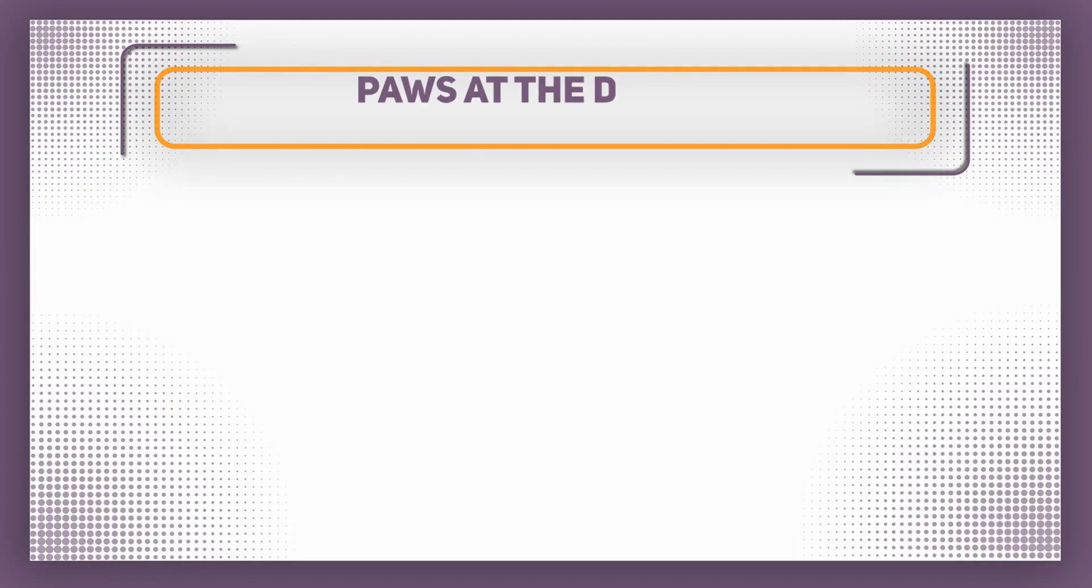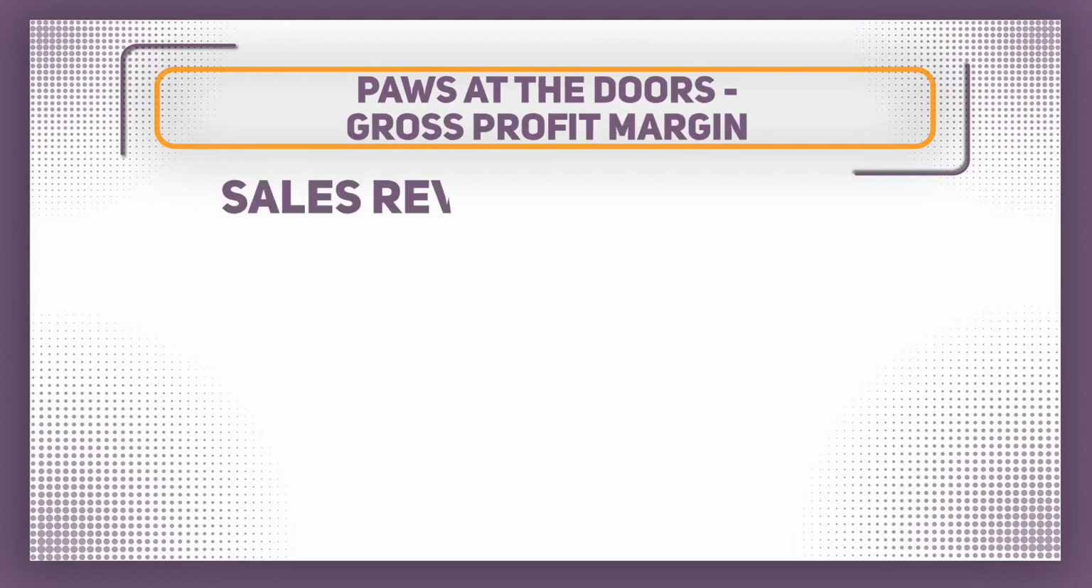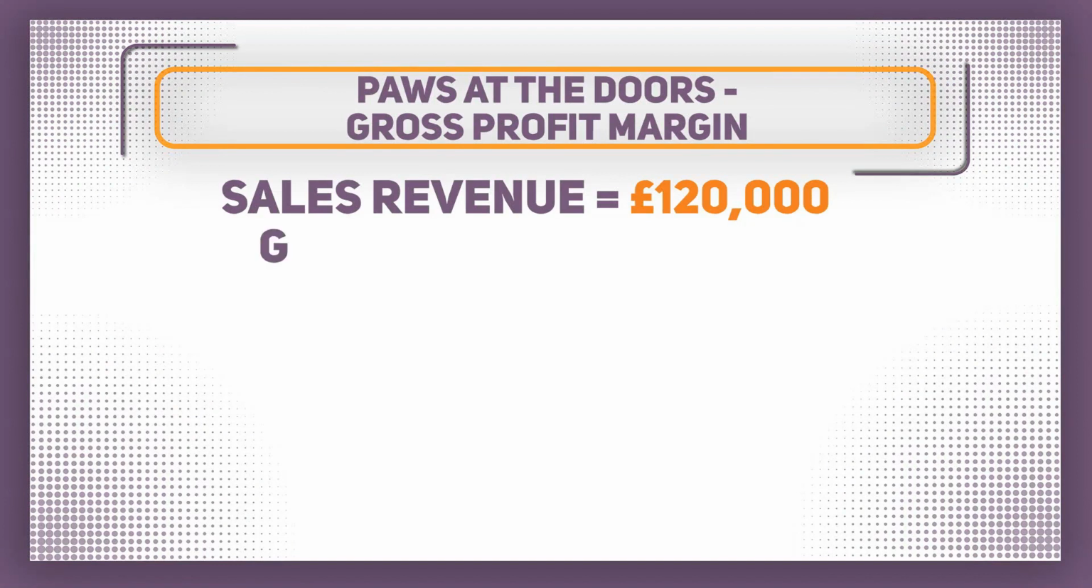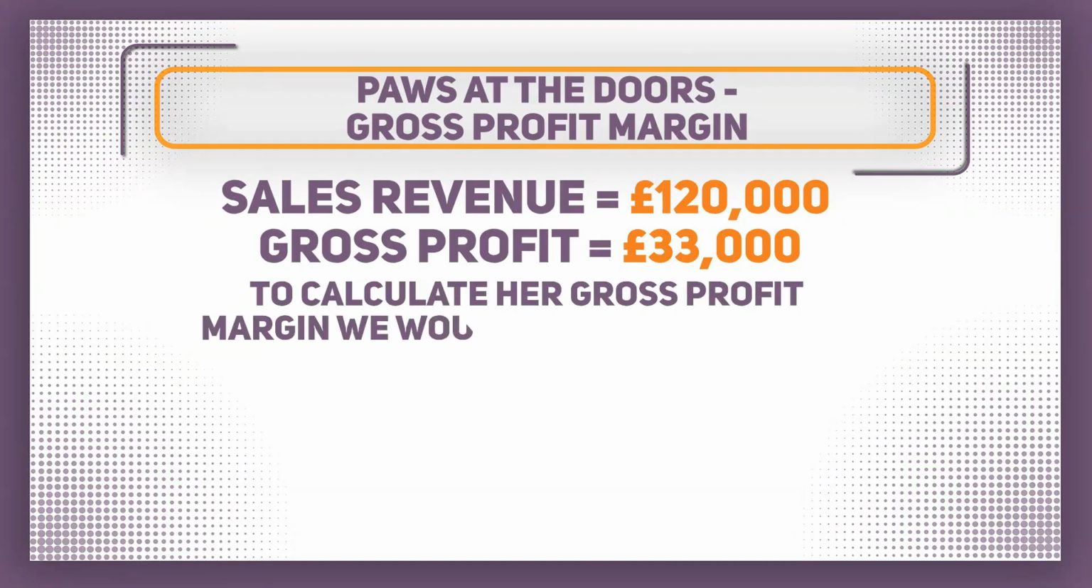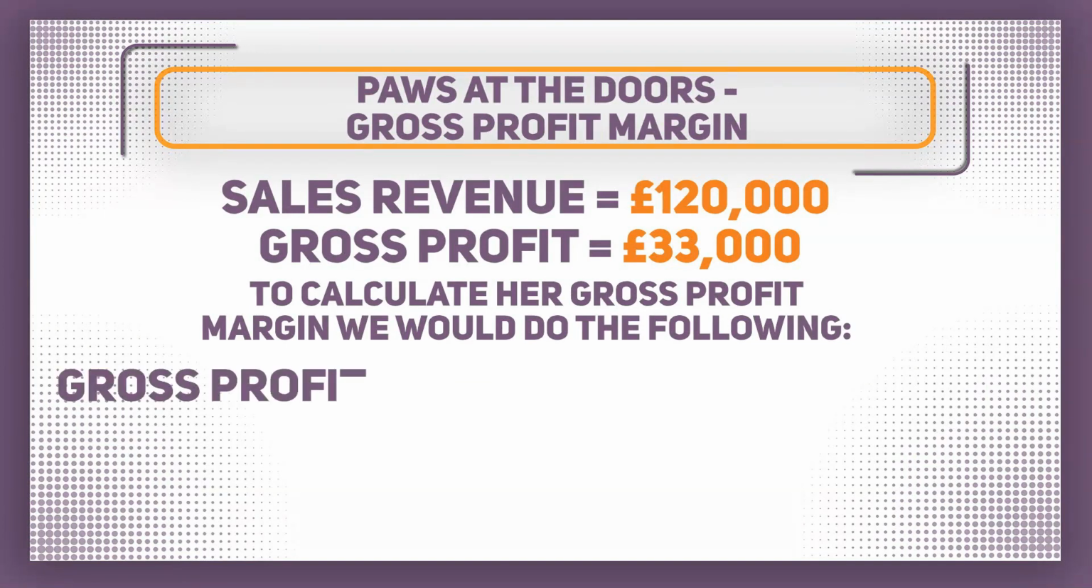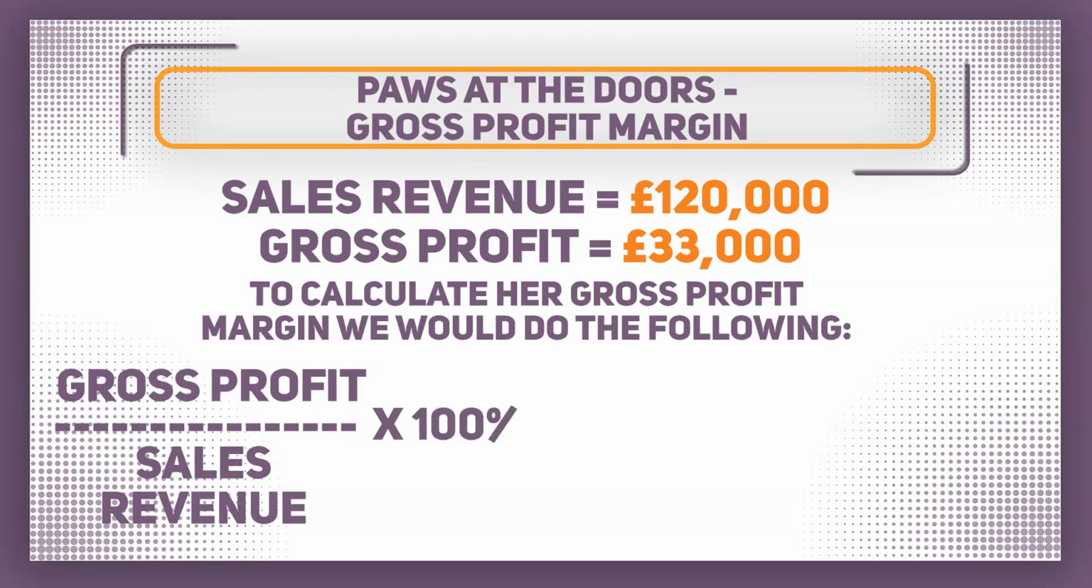Now, let's say Lily's dog walking business, Paws at the Doors, has a revenue of £120,000 and a gross profit of £33,000. If we were to calculate her gross profit margin, just like before, we would do the following. Gross profit divided by sales revenue multiplied by 100. So let's pop those numbers into the formula.